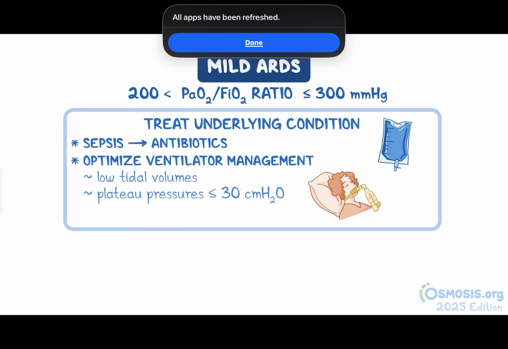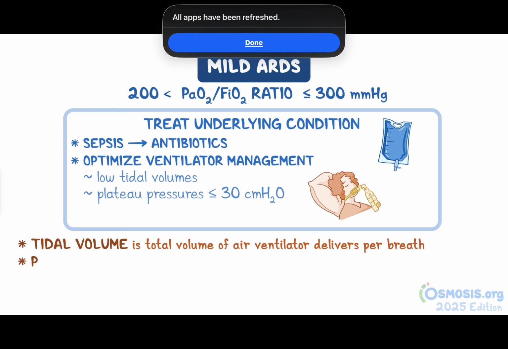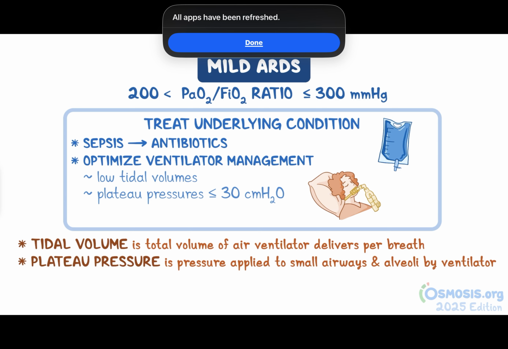These settings aim to decrease the risk of alveolar overdistension and developing ventilation-induced lung injury, or VILI. Tidal volume is the total volume of air the ventilator delivers per breath, whereas plateau pressure is the pressure applied to the small airways and alveoli by the ventilator. Next, set the PEEP, high enough to keep alveoli open, but not too high that it causes overdistension that may result in damage and VILI. The appropriate level of PEEP is usually decided at the bedside. However, lower levels of PEEP, starting at a minimum of 5 centimeters of water, are used in patients with mild ARDS and titrated to maintain maximal oxygenation.